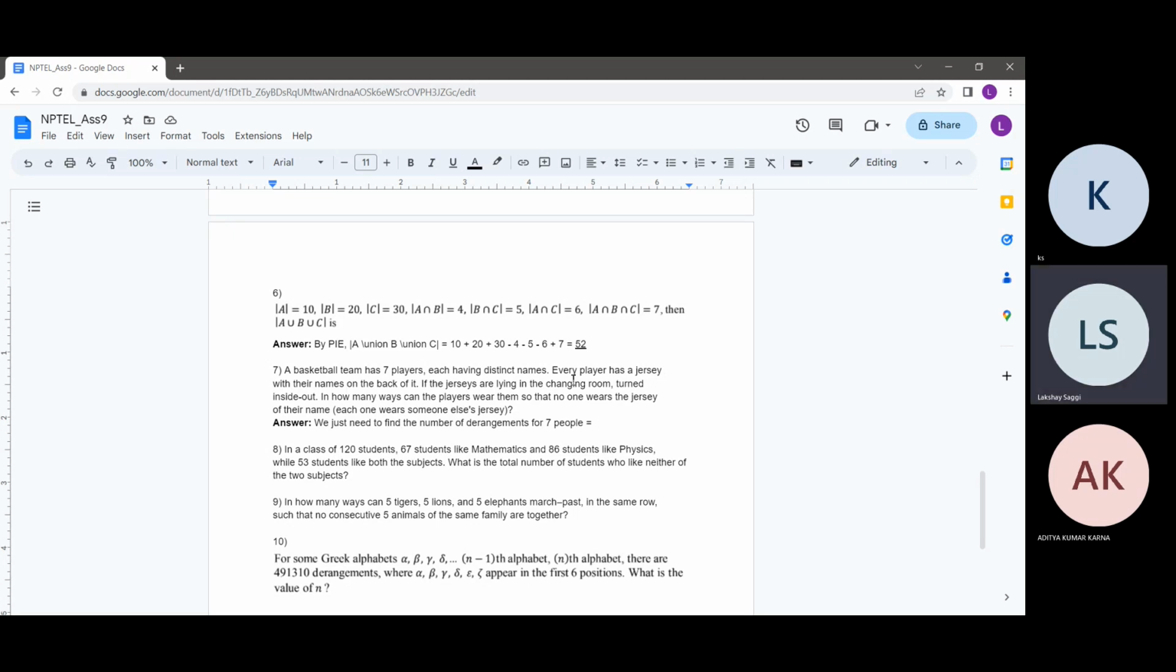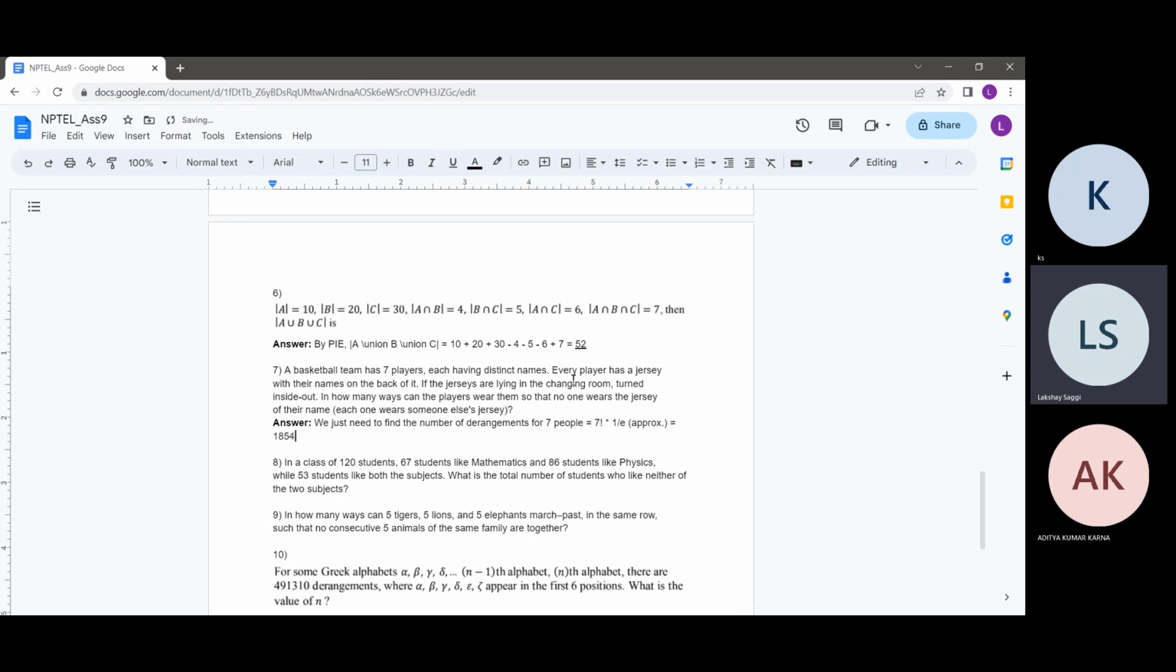And the nth derangement number comes out to approximately n factorial times 1 by e. This must have been discussed in the lecture also. You can generally do an approximation. So it approximates to 7 factorial times 1 by e, and its value, I think, comes out to 1854. At least the value of this approximation comes out to 1854.